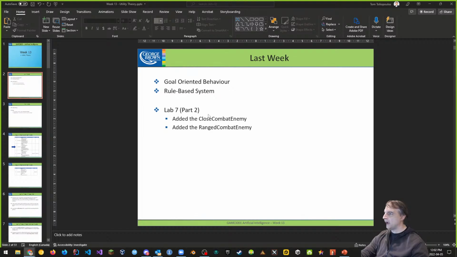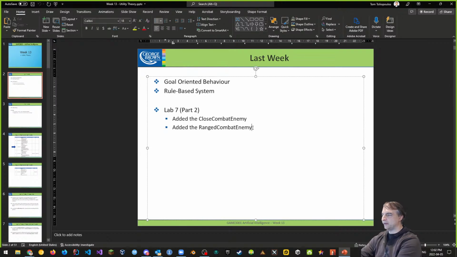Okay. So Lab 7, we did the close combat enemy. We also did the ranged combat enemy. We restructured our decision tree, so the decision tree brain, right? So that's what we did.